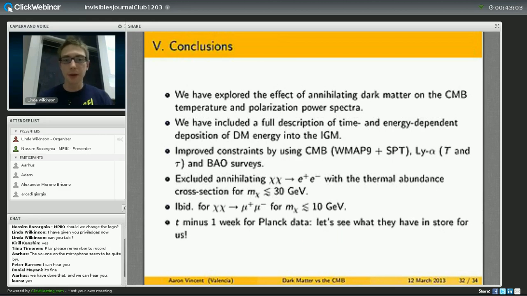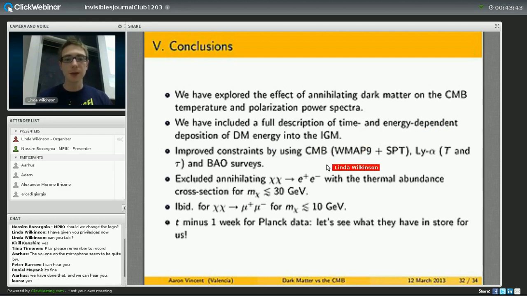So here are the conclusions, some of which are repetitions of what I just said. I've told you a bit why dark matter is interesting and why it's worth looking at the CMB in order to constrain the dark matter annihilation cross-section. And to do this, we've included a full time, redshift and energy-dependent deposition model. And we've included as well the effect of halos using state-of-the-art dark matter n-body simulations.